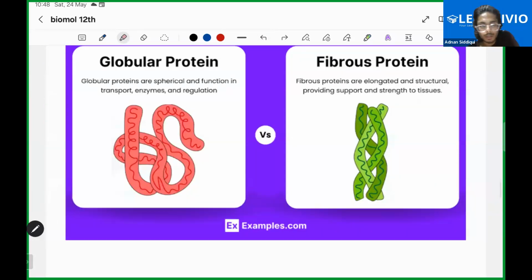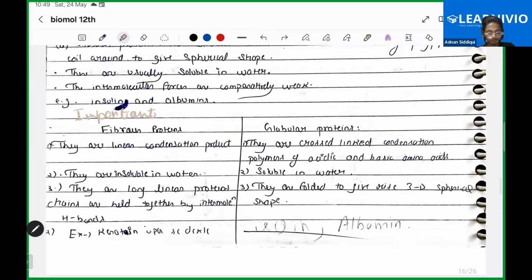A globular protein looks like this, a spherical shape. Like we are bending the chain, it will look like this. Globular proteins are spherical and function in transport, as enzymes, and in regulation. A fibrous protein basically looks like a cylindrical or straight chain type of thing. Fibrous proteins are elongated structures, providing support and strength to the tissue. So this is how they look.